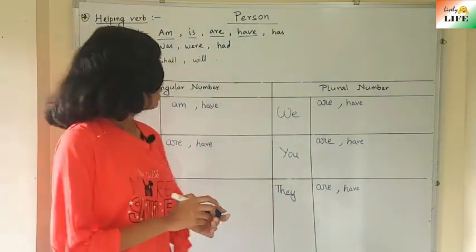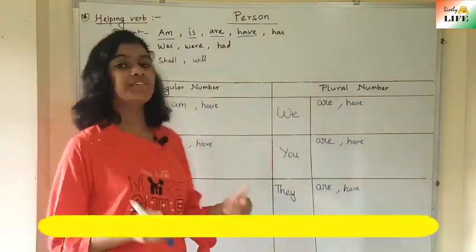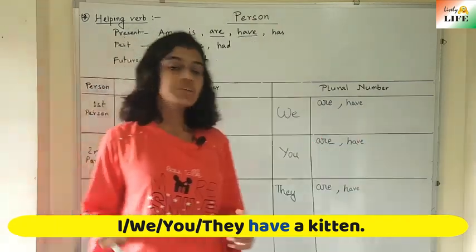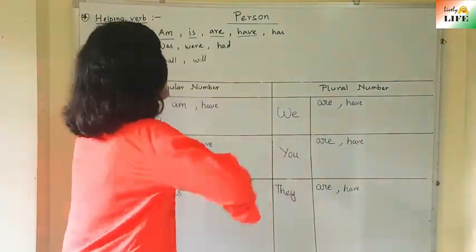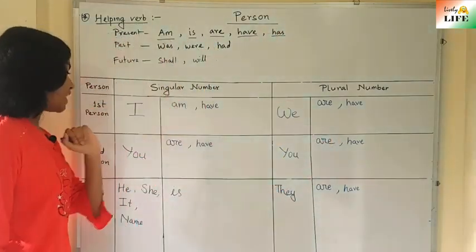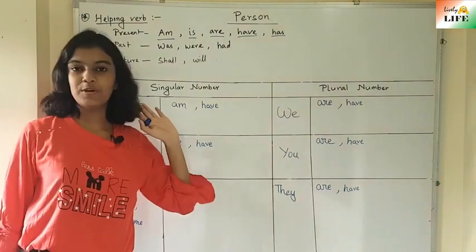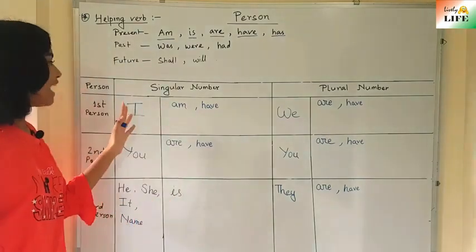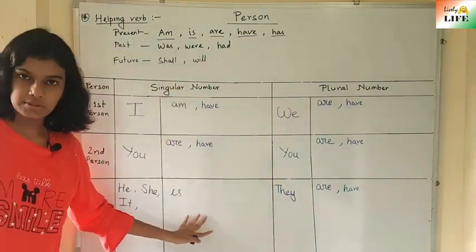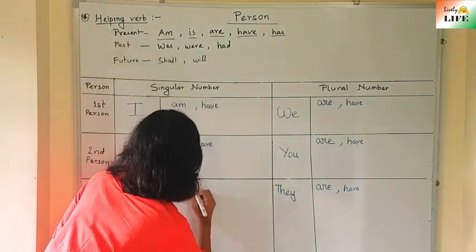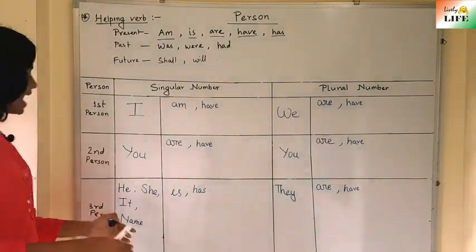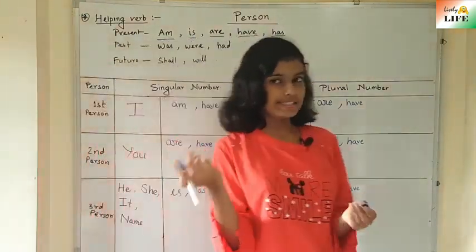Okay. So, I have a kitten. Okay. You have a car. Okay. So, this is have. Now, let's move to has. Unlike have, we are going to use has only after third person singular number. Okay. Means have are the rest of the person and has is only third person singular number. So, he has, she has, it has, anyone's name has.